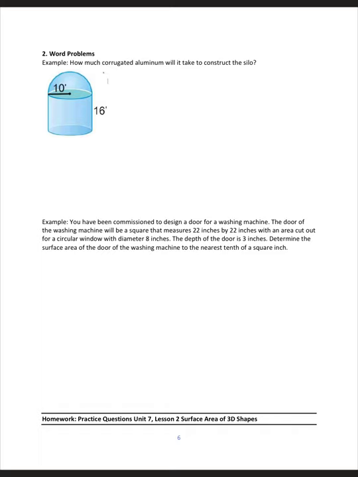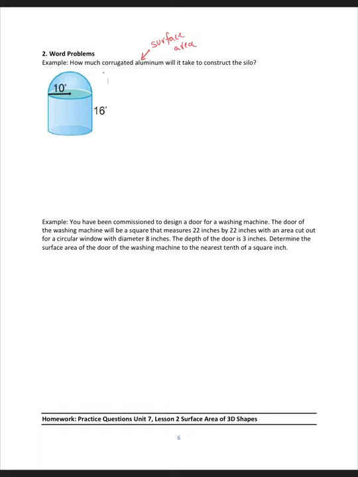How much corrugated aluminum will it take to construct the silo? So hopefully when we think about that, the corrugated aluminum is what we're wrapping the silo in. So what's going around it? That's going to represent, again, our surface area. All right, so in this case, we just have a composite shape like we did with those 2D shapes. So we're going to need to find the area of both things and then add them together.